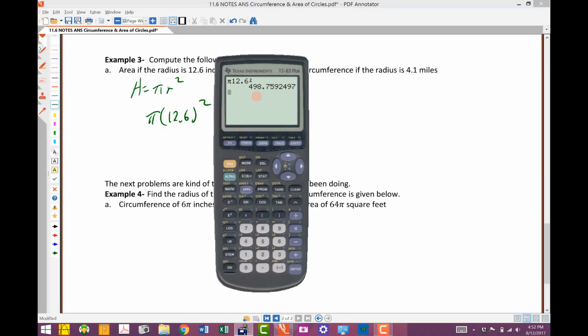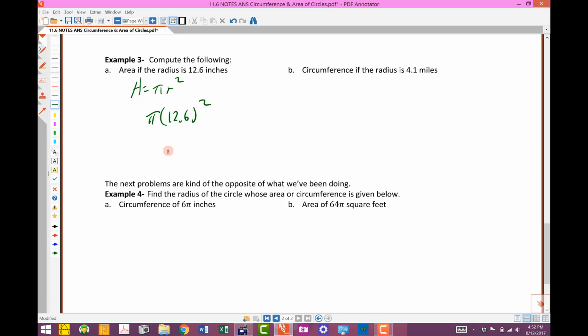498.759. So the question here is, should we write 7.5 or should we do 7.6? This is a 9, so that's enough to bump that up to a 6. So 498.76, and since this is in inches, this is going to be inches squared. Okay? All right, let's take a look at this one right here.